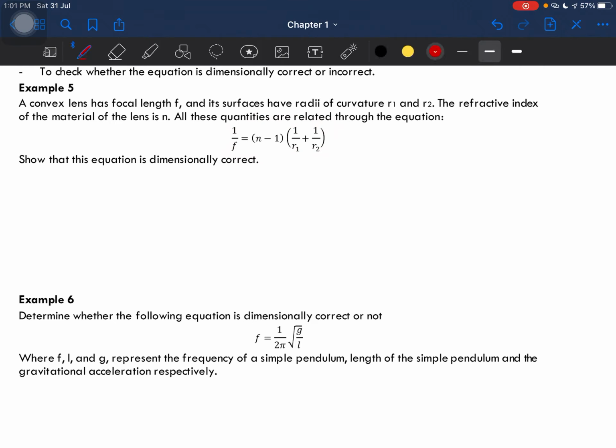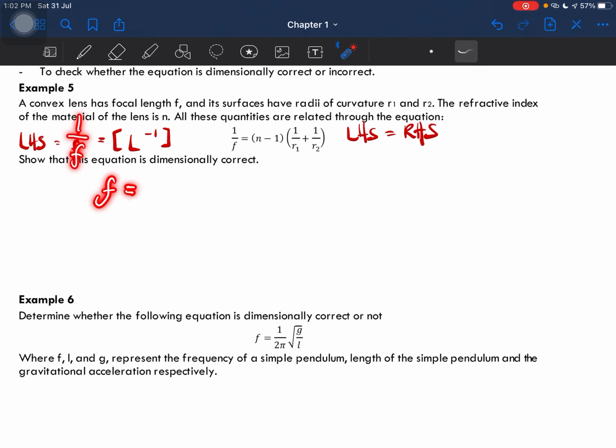Okay, so we know that homogeneity means we need to equate left hand side equal to right hand side in order for it to be dimensionally correct. So let's look at the left hand side. Left hand side equation is 1 over f. F here is a focal length. So from here we know that the dimension is L negative 1. Why is it L negative 1? Because this is 1 over f. If it is just f, we know that its dimension is L. But since it is 1 over f, we are using L negative 1.